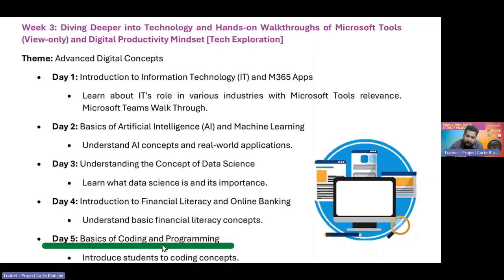Third, we discussed the concept of data science, where we discussed three important job roles: data scientist, data engineer, and data analyst. We understood their day-to-day life and how the data is increasing every day. That is the main thought process of data science.